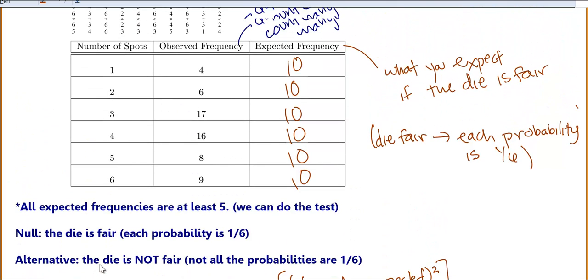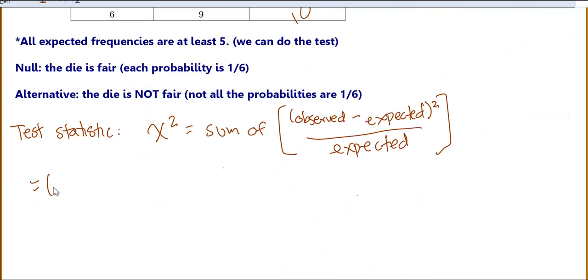So my first observed frequency is 4, and the expected was 10, so I'm going to do 4 minus 10, square it, and I divide by 10. Now one of the places where people mess up is they divide by the observed. You're supposed to divide by the expected. Once again, always divide by your expected.